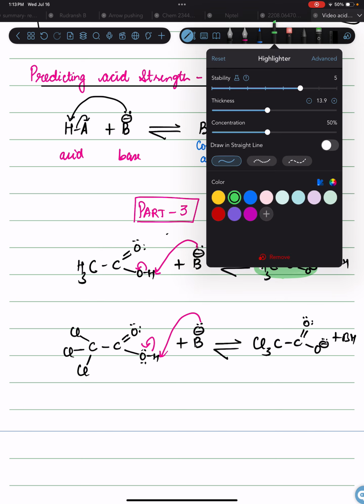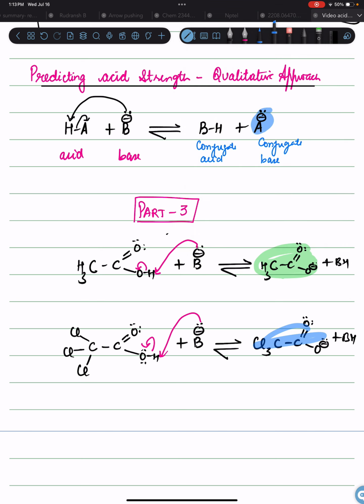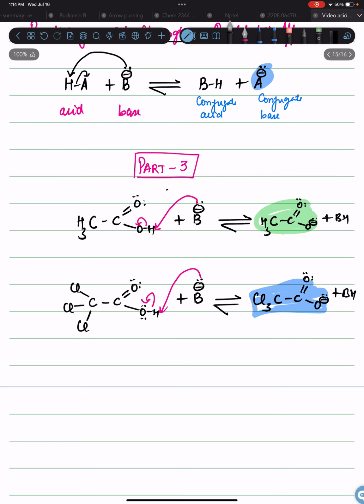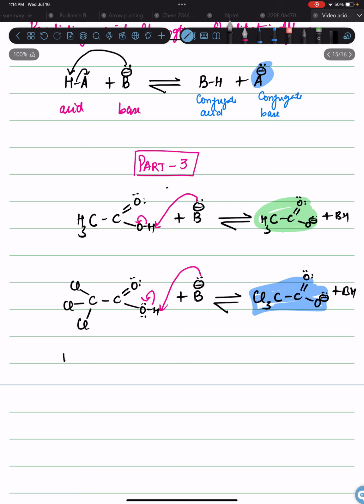Now in such a scenario, if someone asks whether the acetate anion is more stable or the trichloroacetate anion is more stable, then if we use all the factors which we have discussed so far, one of them is the electronegativity of the atom bearing the negative charge. The second factor was resonance.